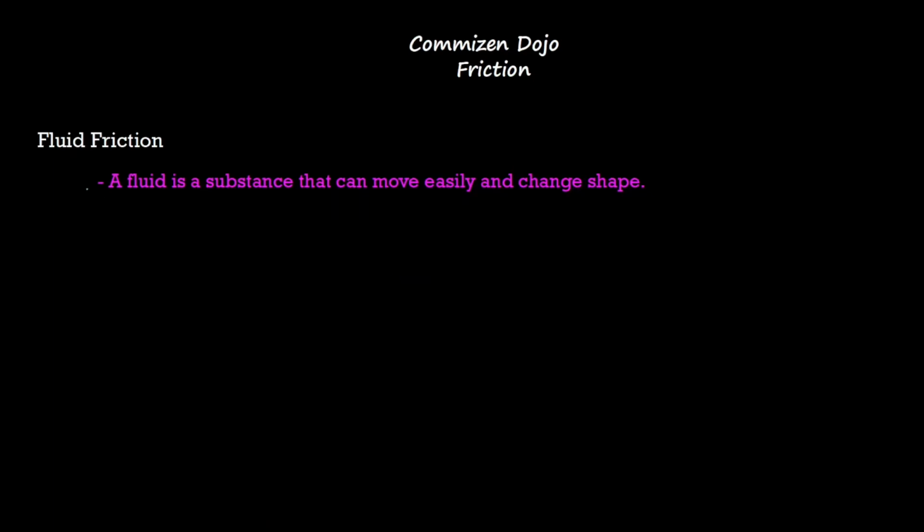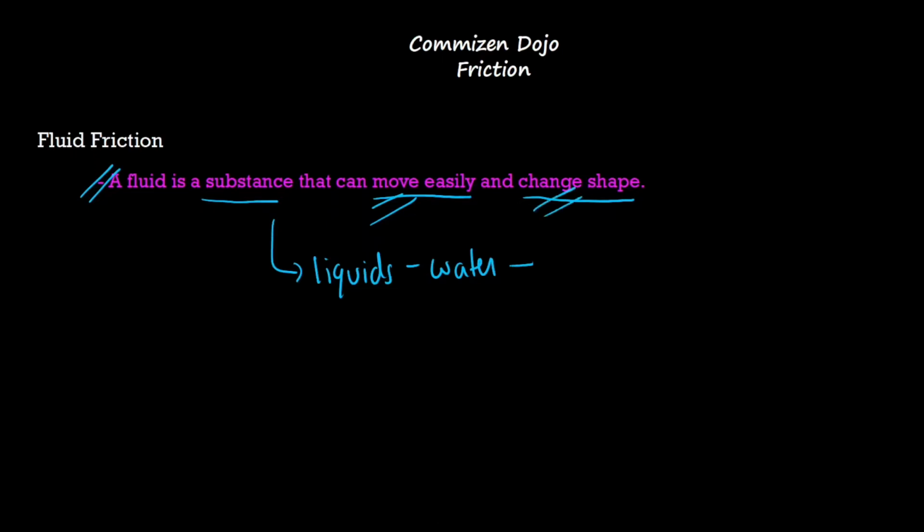Now, when I say fluid friction, what do you mean by the term fluid? Well, a fluid is a substance that can move easily and change its shape. So, from this, what instantly comes to your mind? Well, of course, liquids, isn't it? Liquids like your water, for instance. Now, water can move easily, it flows easily. And water also doesn't have a definite shape. So if your water is kept in a glass, then it will take the shape of a glass. If it's kept in a bucket, then water will take the shape of a bucket.